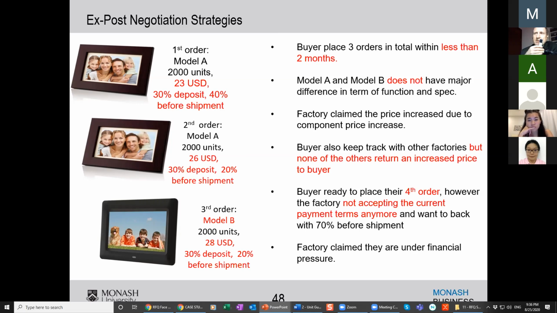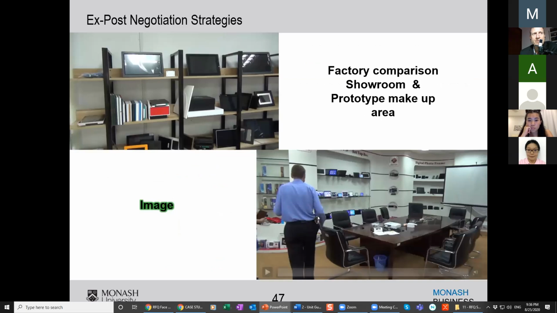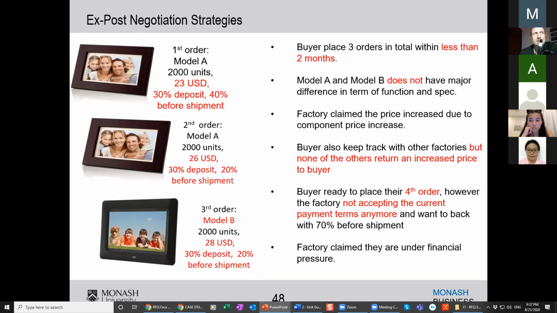Remember, tonight's about negotiation. You want a lower price, but all of you ended up choosing the more powerful factory, and you're happy to pay 23 versus 20. Why did you choose that over this one? And then this is what happened. So what are you going to do now? The buyer came back to me after this happened. So what would you advise the buyer to do?